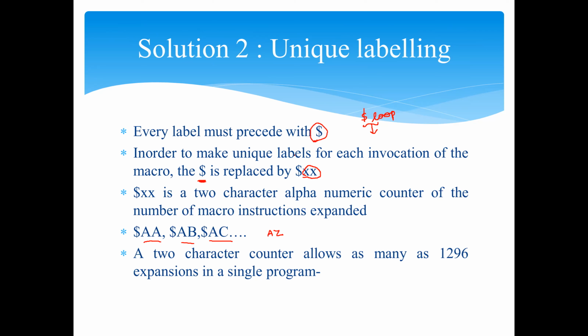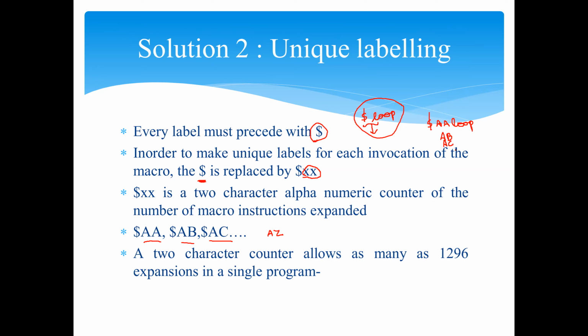So suppose you are invoking the macro, and in the macro definition you have a label which is loop. So loop is a variable. Assuming the macro is invoked thrice, in those three locations the name of the label will be replaced with $AA loop. The first time the macro is invoked, the name loop is replaced with $AA loop. The second time it is invoked, it will be replaced with $AB loop. The third time, it will be replaced with $AC loop.